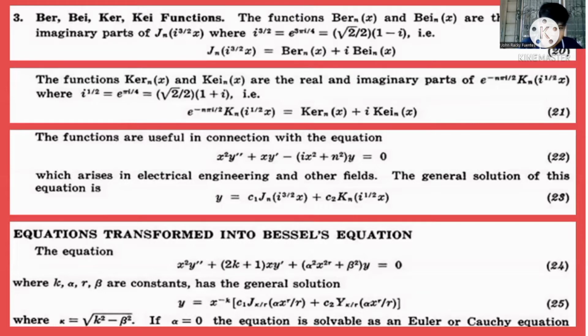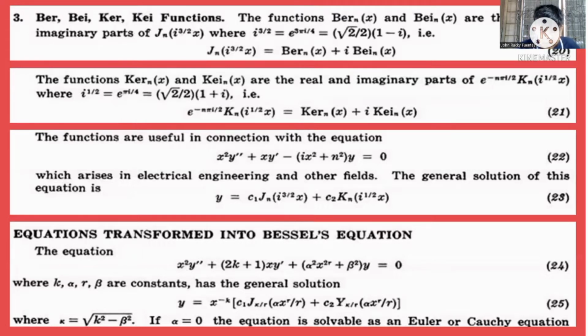x squared y double prime plus 2k plus 1 times x y prime plus a squared x squared raised to 2r plus beta squared times y equals to 0. The k, a, r, and beta are constant. As the general solution, ito yung, kumbaga yung k, a, r, and yung beta, constant sila. Tapos ito yung pinaka-general solution nila.